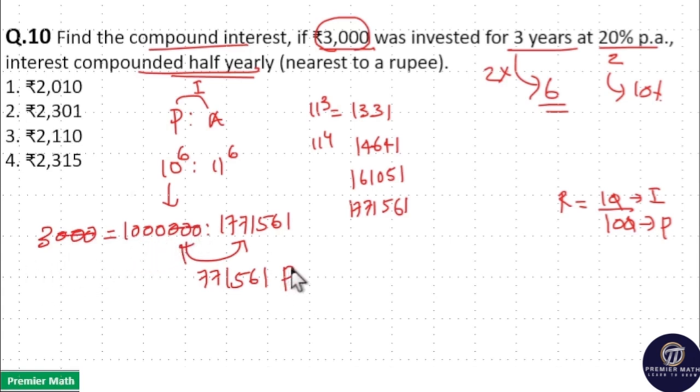So multiply 1 part with 771561. That is 3 by 1000 times 771561. Now this is equal to 3 into 1 is 3, 3 into 6 is 18, 3 into 5 is 15 plus 1 is 16, 3 into 1 plus 1 is 4, 3 into 7 is 21, remaining 2, 3 into 7 is 21 plus 2 is 23. Now you can see, divided by 1000. So 2314.683 means 2315. Option 4 is your answer.